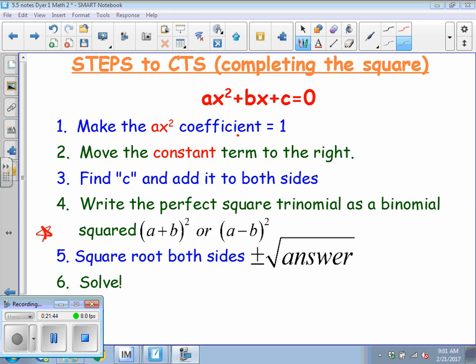Step 3, find your C and add it to both sides. Find your perfect C and add it to both sides. Then write it as a binomial squared, and then solve by taking the square root of both sides. Do not forget the plus or minus.